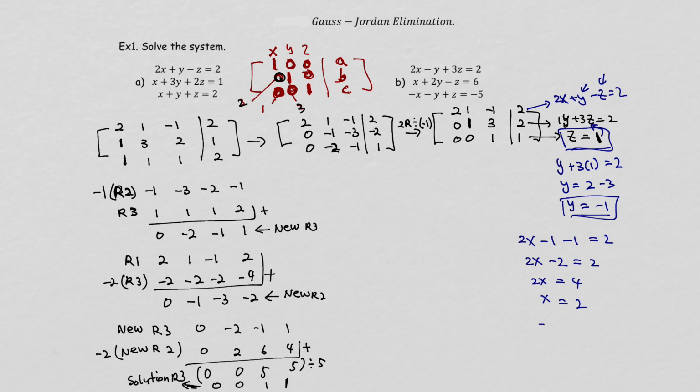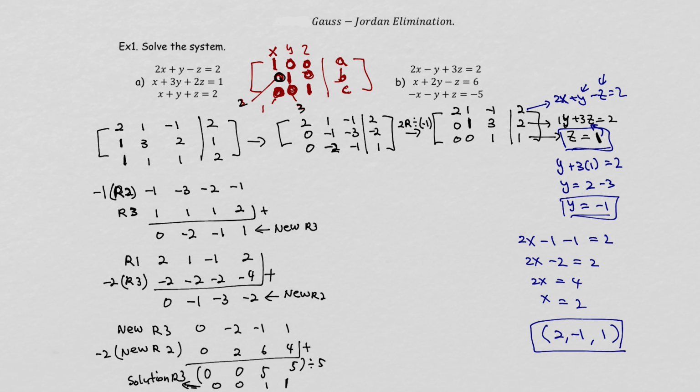So you end up getting the solution set. Let's use the parenthesis. The solution set is x equals 2, y equals negative 1, z equals 1. So that's the solution set you're going to get if you're using the substitution method.